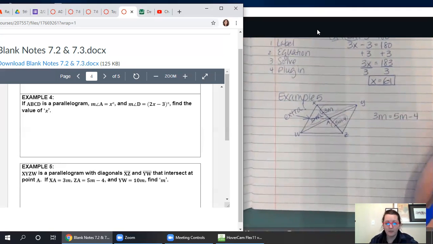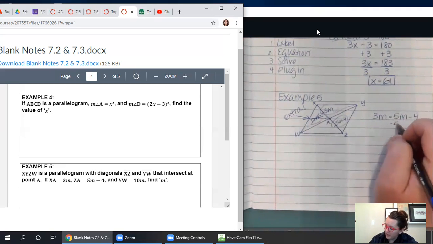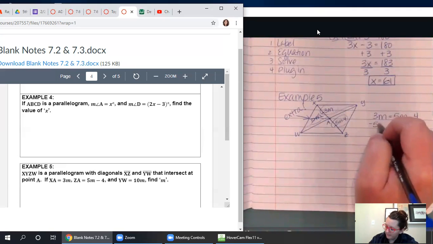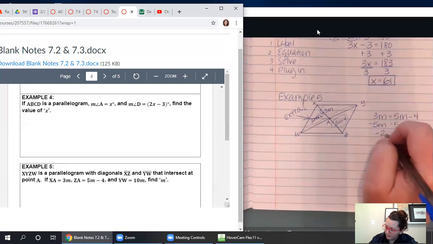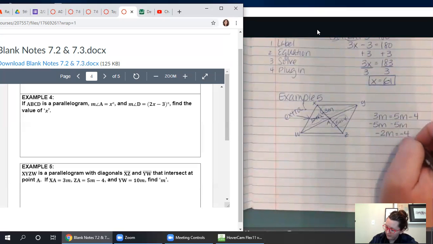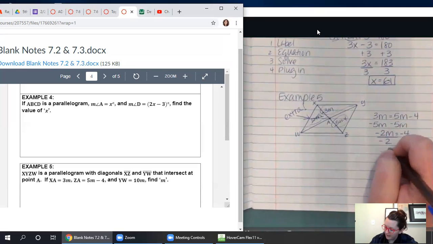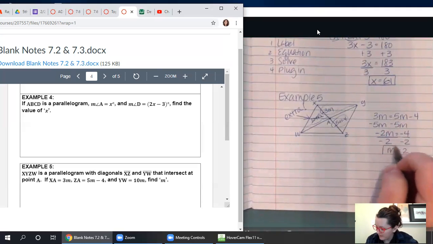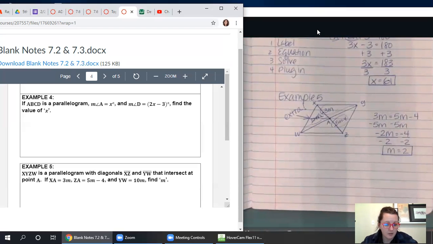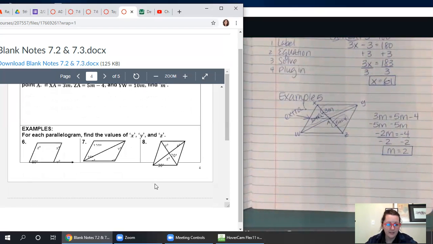So let's go ahead and solve this. I'm going to subtract 5m to the other side. So I have negative 2m equals negative 4. Divide by negative 2, don't lose that negative sign, m equals 2. So what do I do with the rest of this? It is asking me to just find m, so I don't have to plug in. m equals 2 is your answer. Let's keep going.